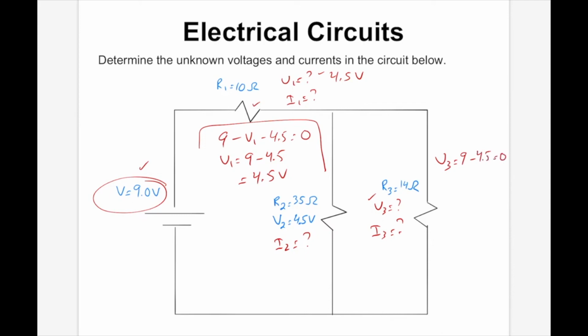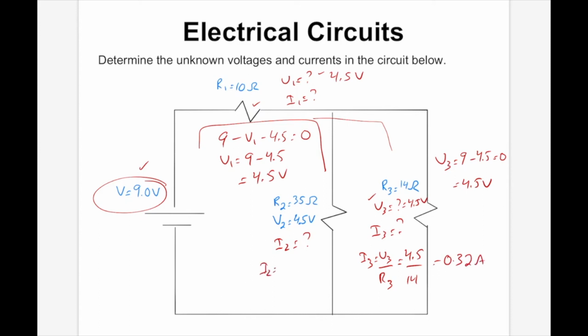And that's going to equal 0, because it's going to come along here. It's going to give the rest of it over to V3. And then again, we're going to have 4.5 volts. So we got that one. Now we can solve for I3. I3 is going to equal V3 divided by R3, which is 4.5 divided by 14. And 4.5 divided by 14 is equal to 0.32 amps.